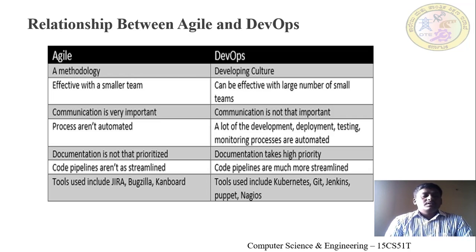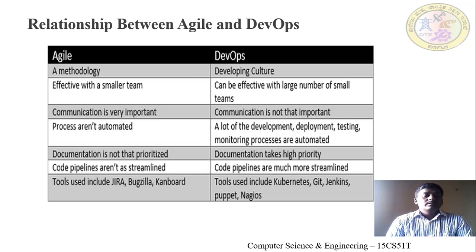In agile, documentation is not a high priority. In DevOps, documentation takes high priority. Next, in agile, code pipelines are not as streamlined. In DevOps, code pipelines are much more streamlined.